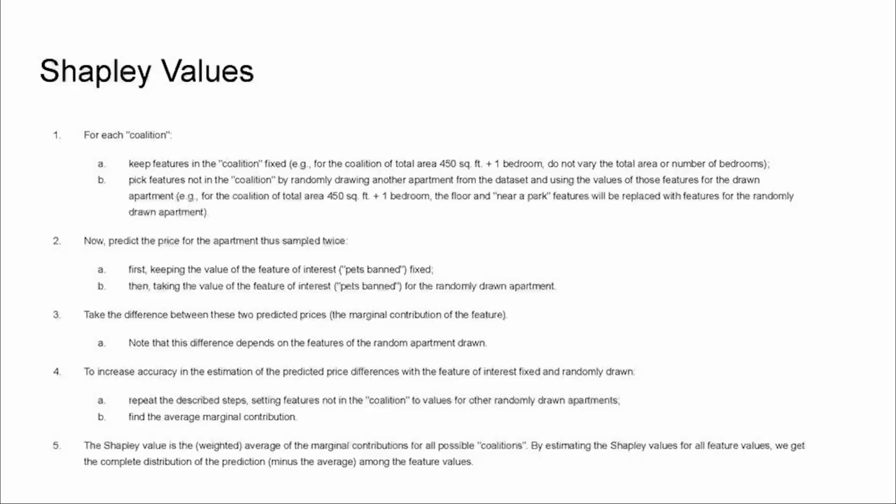The Shapley value is the weighted average of the marginal contributions for all possible coalitions. By estimating the Shapley values for all feature values, we can get the complete distribution of the prediction, minus the average, among the feature values. Take a minute to review these steps to make sure that you understand them correctly.